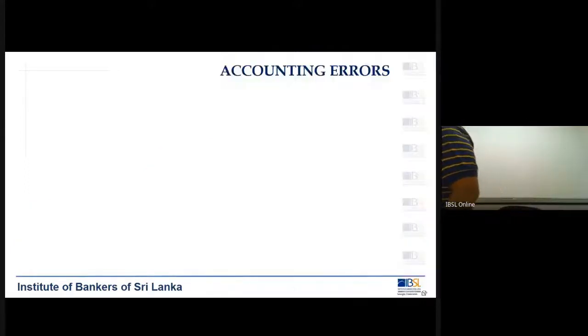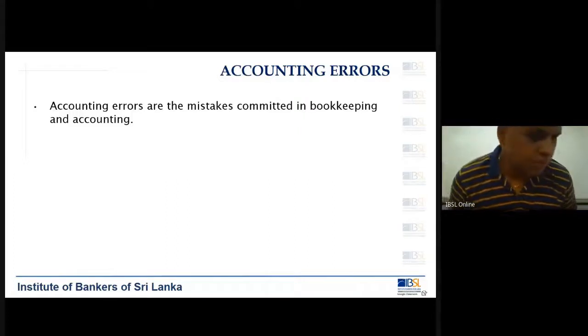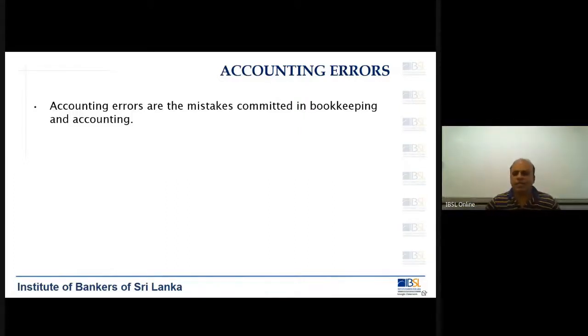So starting with, what is an accounting error? Accounting errors are the mistakes committed in bookkeeping and in accounting. As you know, the bookkeeping job is not an easy job. It's a tedious task. But in doing that tedious task, sometimes the bookkeeper or the accountant might make certain mistakes. These mistakes can be classified into various categories. That is what we are trying to understand, and that is what is known as accounting errors.